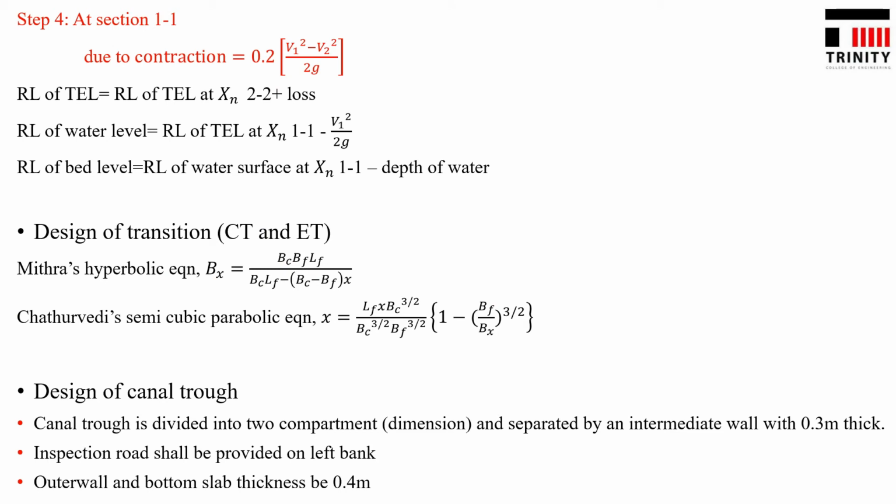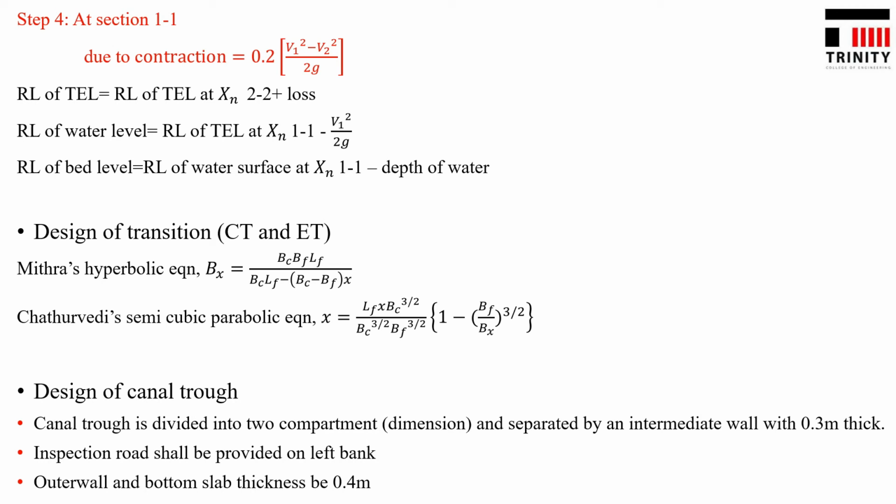Next at section 1.1, which is our last section. From section 1.1 to section 2.2, the normal canal bed width is reduced to the flumed bed width. So actually it is a contraction. So there will be a loss due to contraction, that is equal to 0.2 into (V1 square minus V2 square) by 2g.